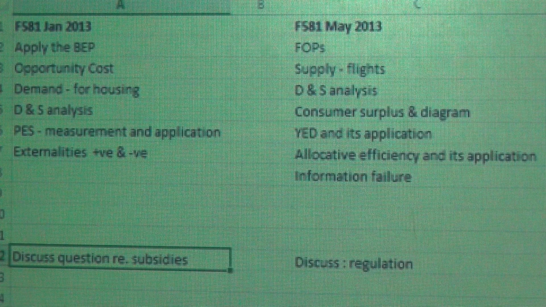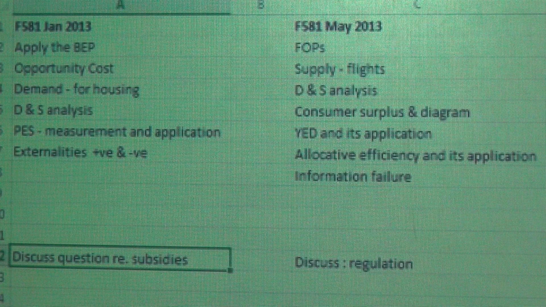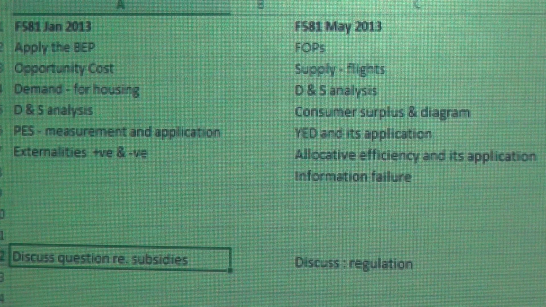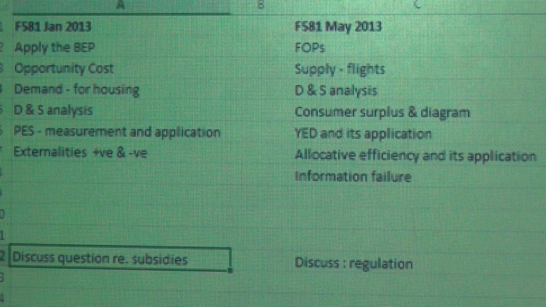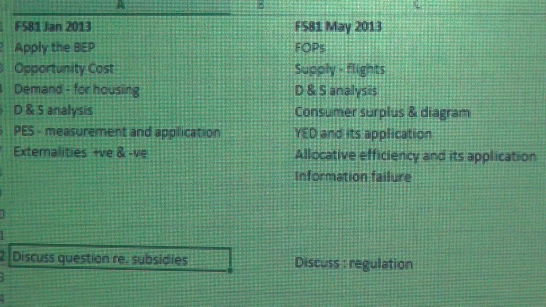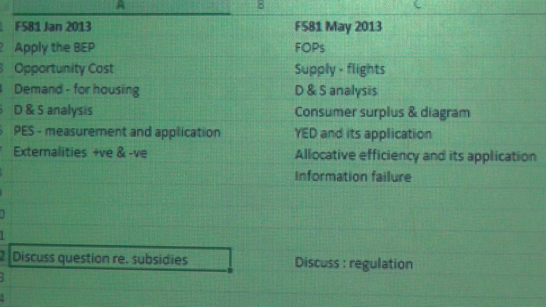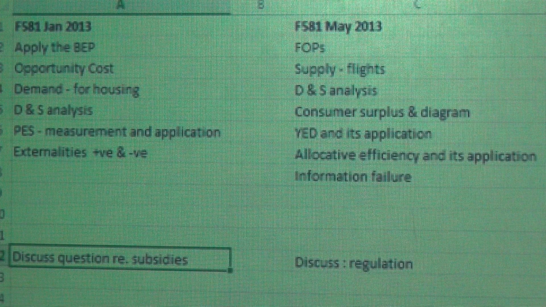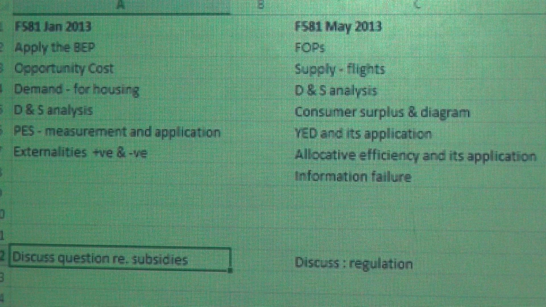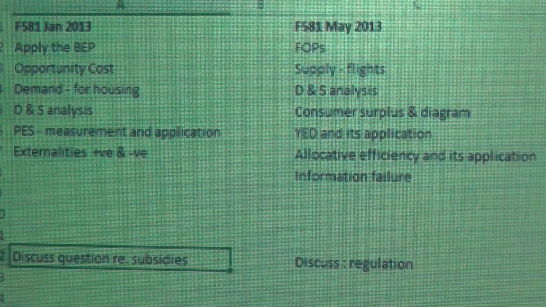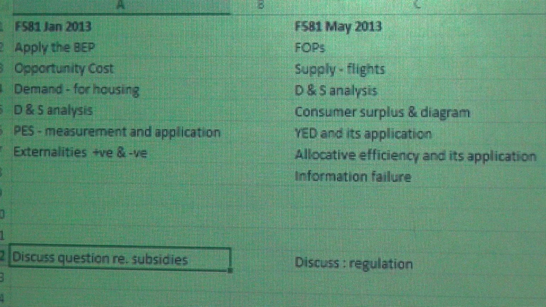We then had 1 or 2 questions on price elasticity of supply, quite unusually really, with regard to its measurement and subsequent application. And then there were 1 or 2 questions on the positive and negative externalities. The big heavyweight question on this one, the discussion question for 18 marks, was with regard to subsidies.